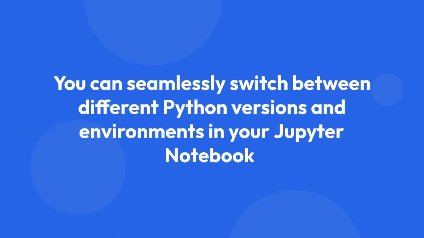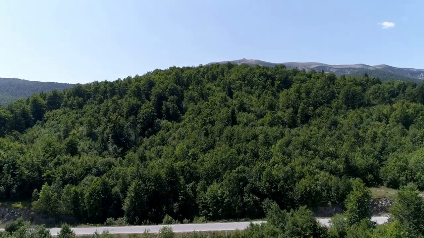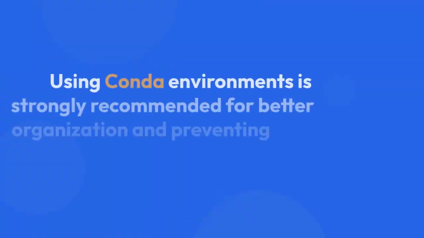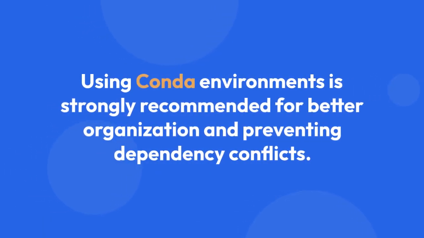By following these steps, you can seamlessly switch between different Python versions and environments in your Jupyter Notebook, ensuring your projects run correctly with the necessary dependencies. Remember to replace placeholders like python3.x with your specific version numbers. Using conda environments is strongly recommended for better organization and preventing dependency conflicts.